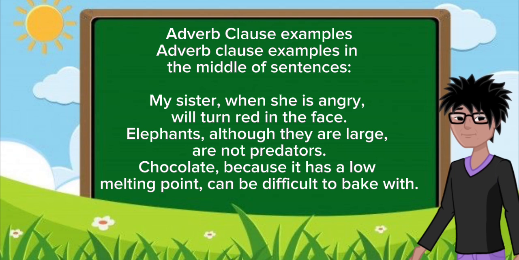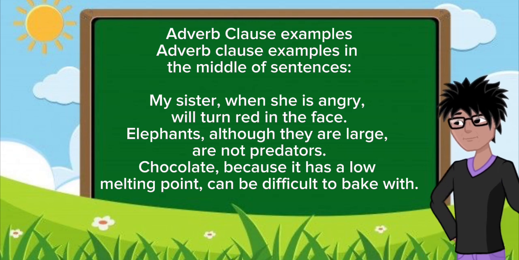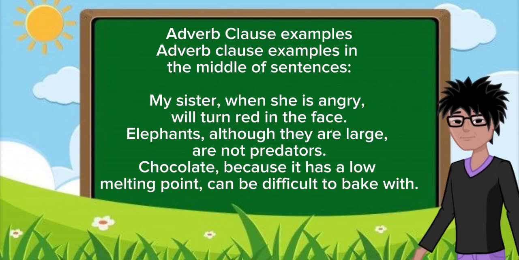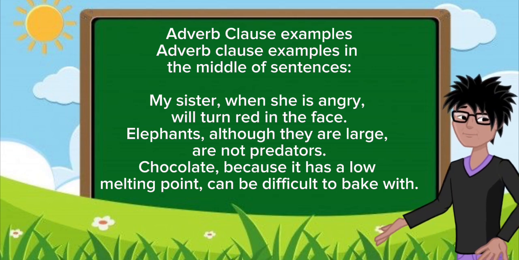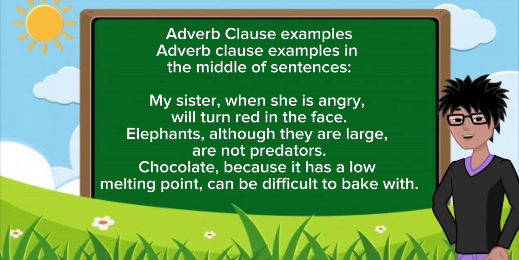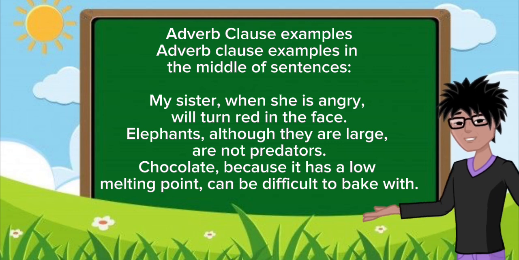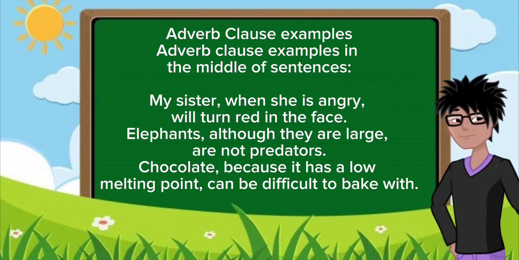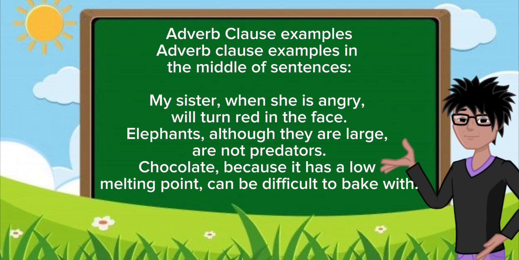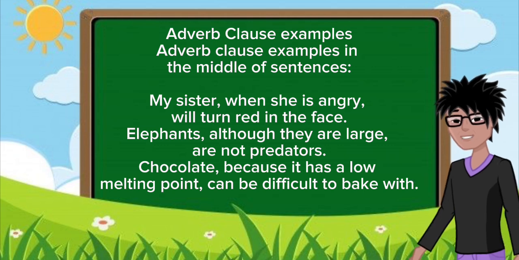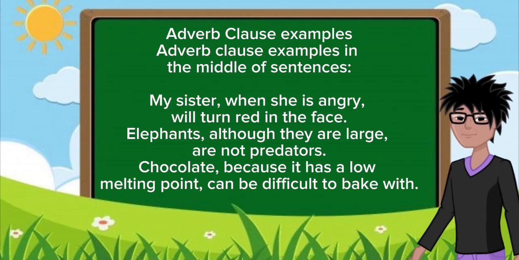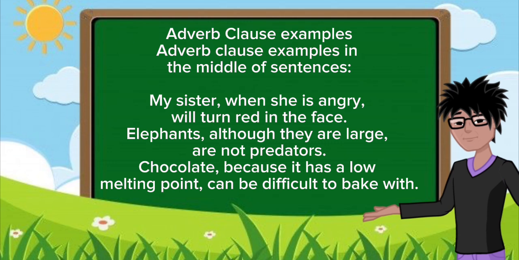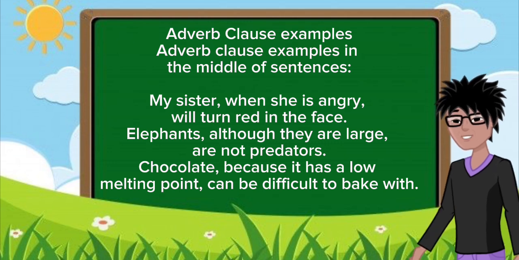Adverb clause examples in the middle of a sentence. Number 1, my sister, when she is angry, will turn red in the face. The adverb clause is when she is angry. Number 2, elephants, although they are large, are not predators. The adverb clause is although they are large. Number 3, chocolate, because it has a low melting point, can be difficult to bake with. The adverb clause is because it has a low melting point.